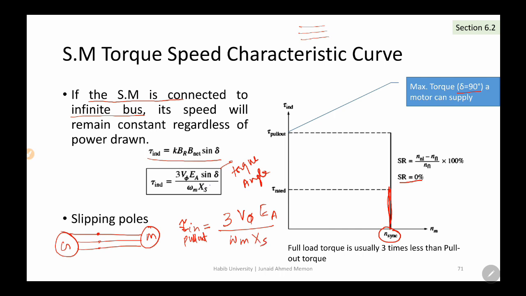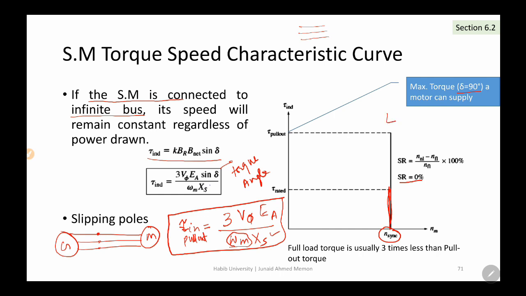One thing you can say from all this discussion is that the pull-out torque depends upon some fixed quantities. X_S is fixed because it depends upon the construction, and omega_m is fixed by the synchronous speed, which is the speed of rotation. And V phase, if you are connecting your synchronous motor to the infinite bus, is also fixed. It means the only way you can increase or decrease the pull-out torque is by increasing or decreasing E_A, and you can do that by increasing or decreasing the field current.